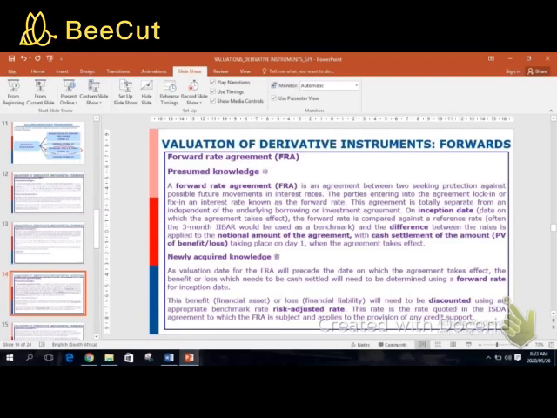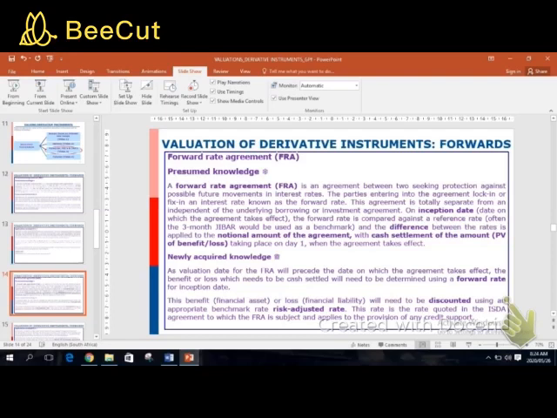Now the problem that you have is, in essence, you should only be entitled to that difference at the end of the term. But here comes the value creating determinant in a forward rate agreement. The forward rate agreement will always specify that cash settlement of the agreement needs to take place on the day on which the agreement takes effect. Not the day you enter into it, but the day on which it takes effect.